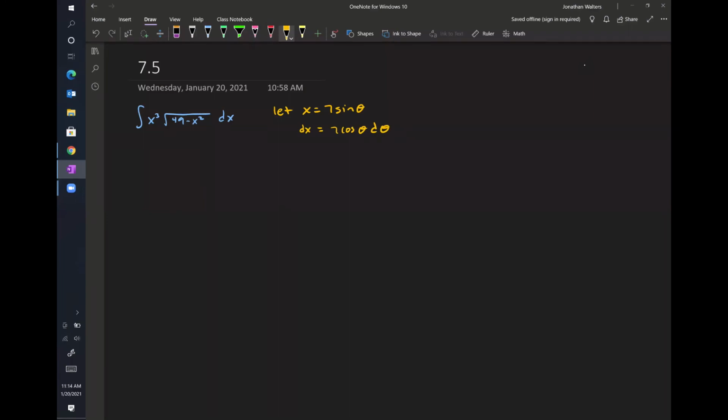Okay, that's cool. Substitute all that into the integral and see what we get. So the integral becomes the integral of 7 cubed sine cubed theta square root of 49 minus 49 sine squared theta, and then dx becomes 7 cosine theta d theta.